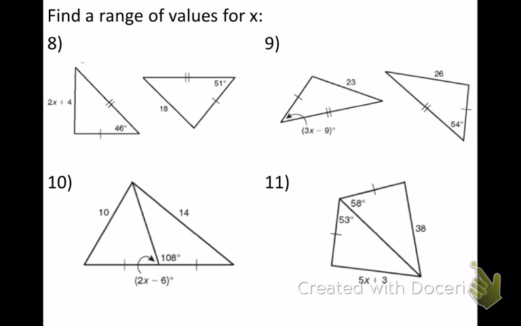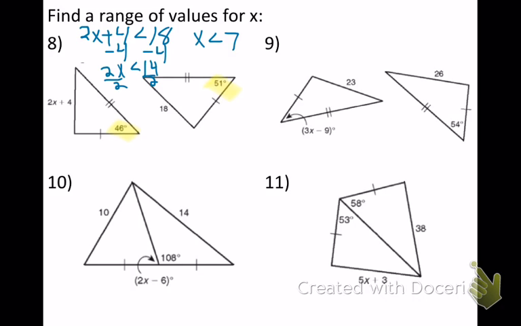So let's look at number 8 here. I want to find a range of values for x. As I look at it, I have two angles here, 46 and 51. Okay, how would I set up that first inequality, Jake O'Connor? Yep, so 2x plus 4 is less than 18. And now I solve for x. How would I solve for x, Jake? Subtract 4. 2x is less than 14, right? Divide by 2. x is less than 7.